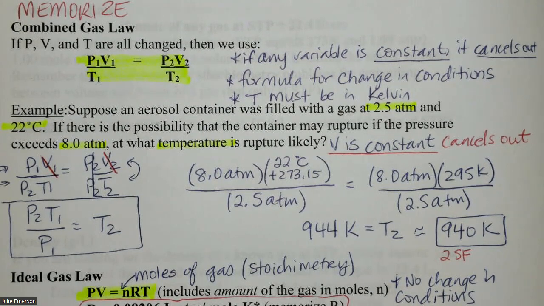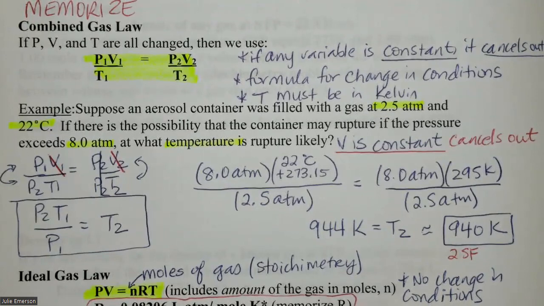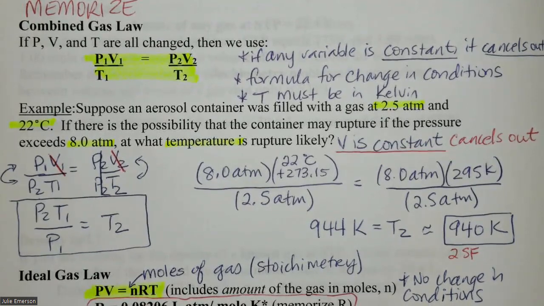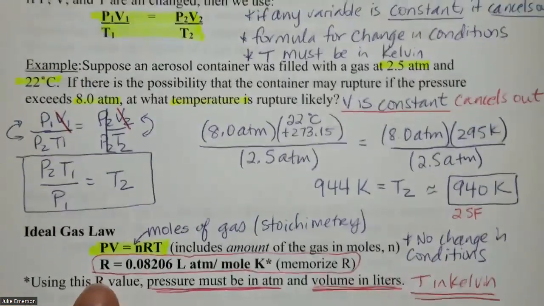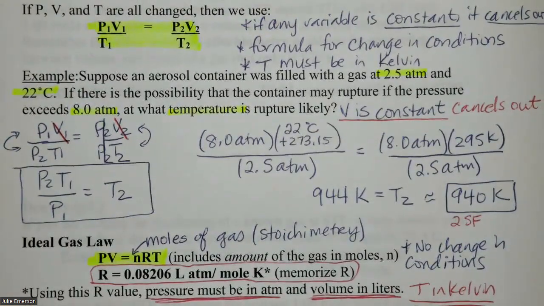All right, so let's try another one. But in this one, again, all the problems from here on out, and I do mean that, all the problems from here on out for the rest of chapter 6, I want you to start with: is it a P1V1 over T1 question, or is it a Pivnert question? And that's actually, we're right at the end of the first part.